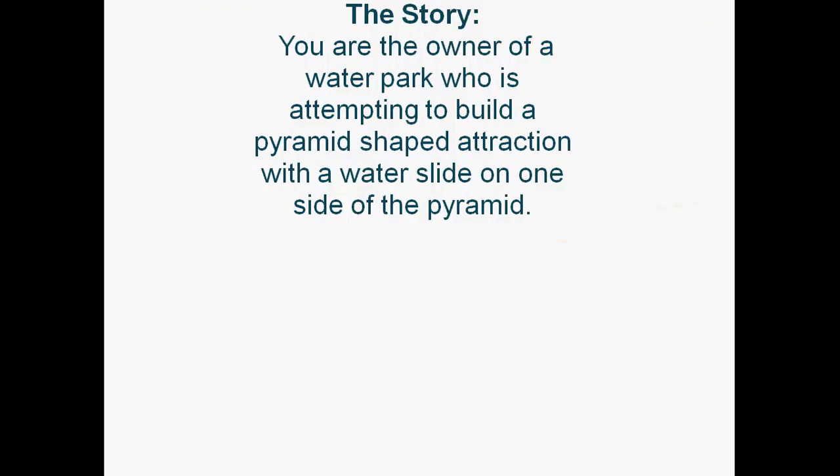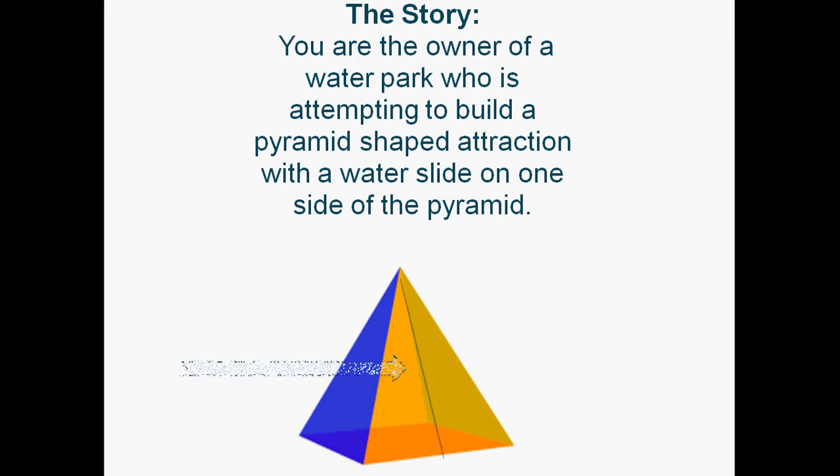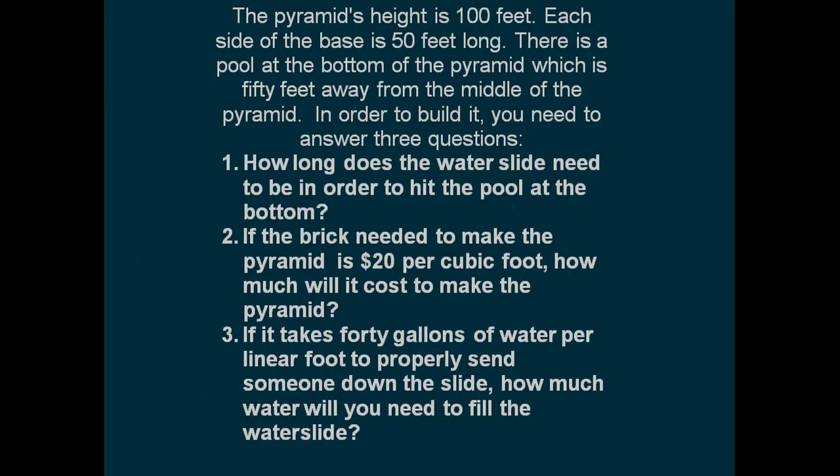You are the owner of a water park who is attempting to build a pyramid-shaped attraction with a water slide on one side of the pyramid. The pyramid's height is 100 feet. Each side of the base is 50 feet long. There is a pool at the bottom of the pyramid, which is 50 feet away from the middle of the pyramid. In order to build it, you need to answer 3 questions.